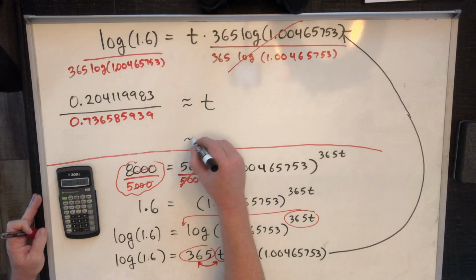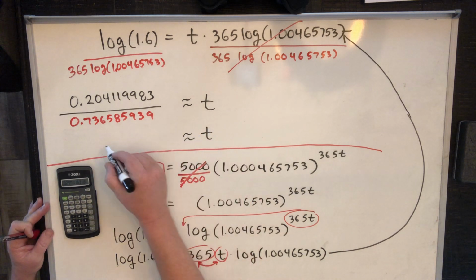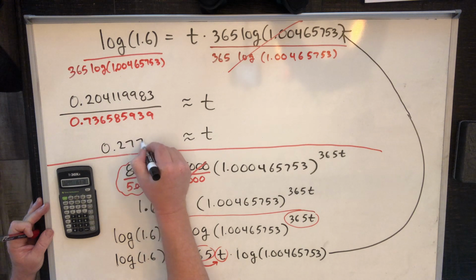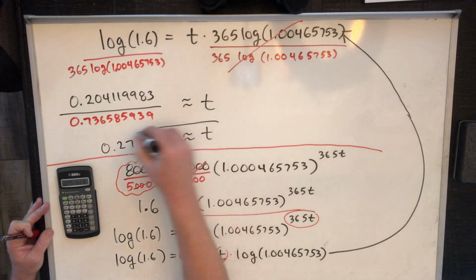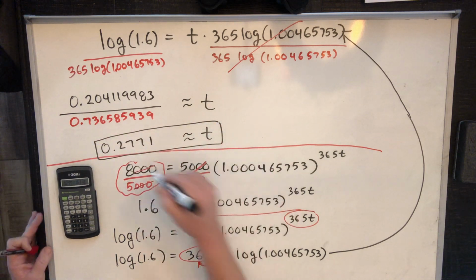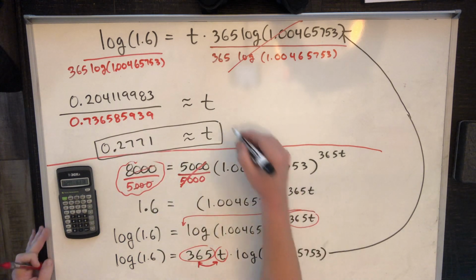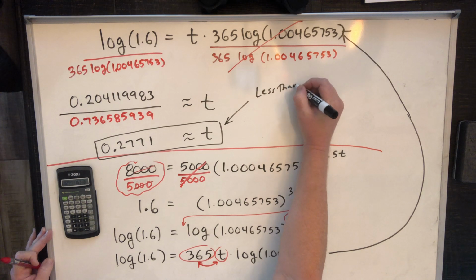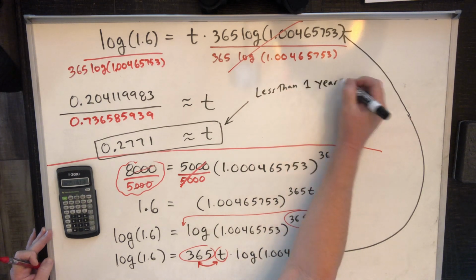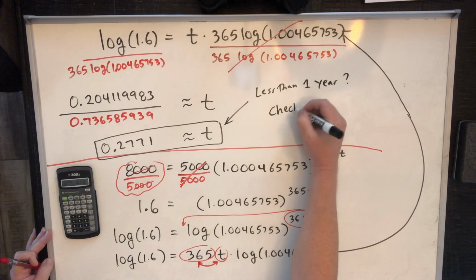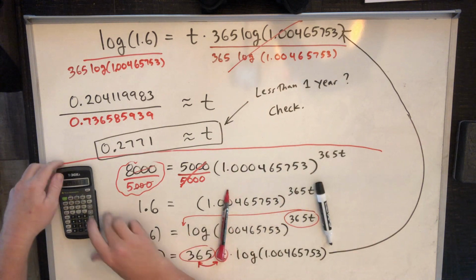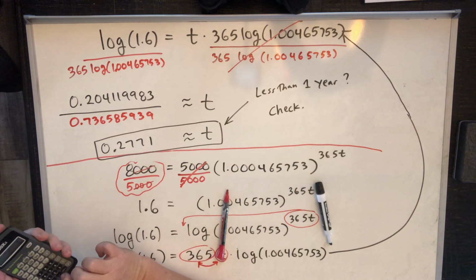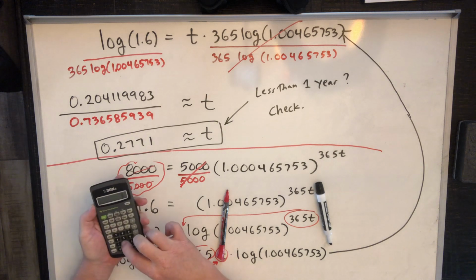I got a strange value, so I'm going to double check it. I got 0.2771, which is less than a year. So I'm going to check my answer one more time. I think that's right, but let's go ahead and check.